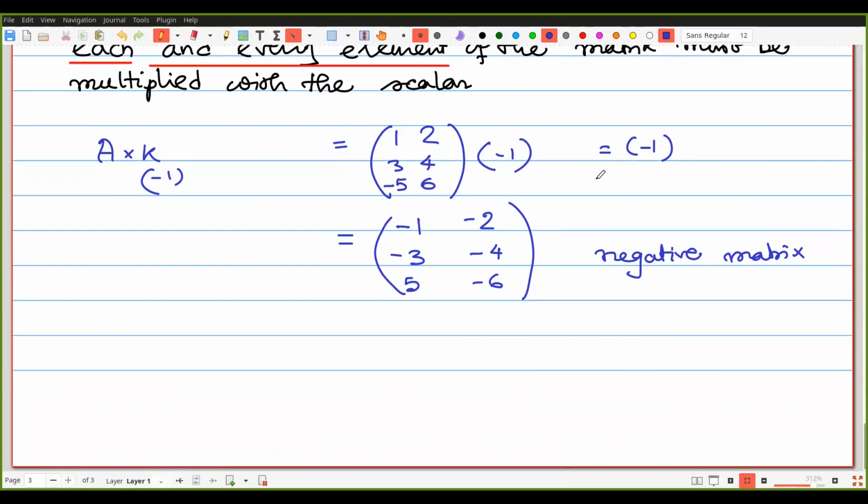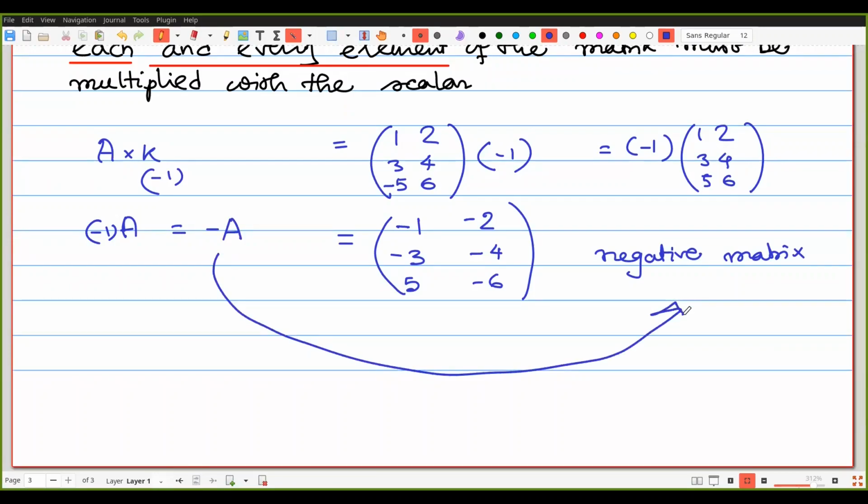So that is called the negative matrix. Whatever be the signs of the elements, they have been put on the opposite sign. If that one was plus, that is now minus. So it is written in that way 1, 2, 3, 4, 5, 6, or we may write it as if A is that one, when we are multiplying it with -1, we are getting -A, and that one is called the negative matrix. That is the normal case of matrix multiplication with a scalar.